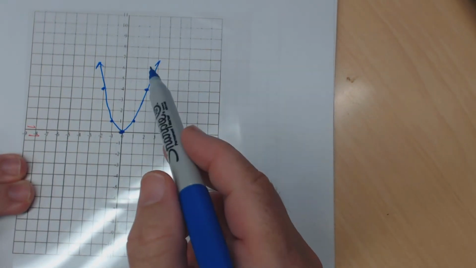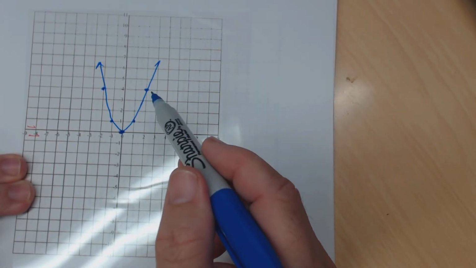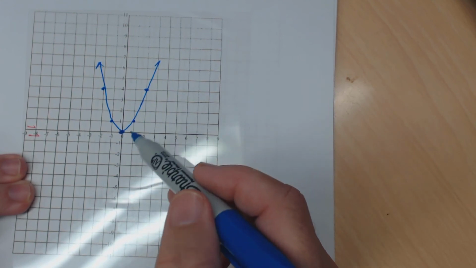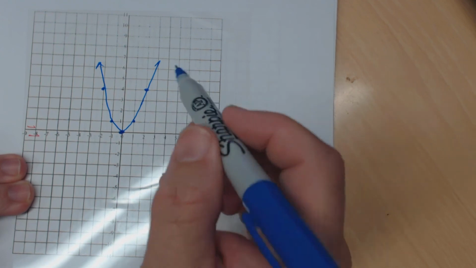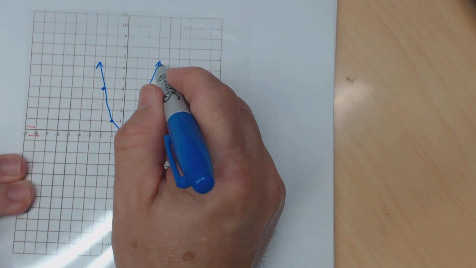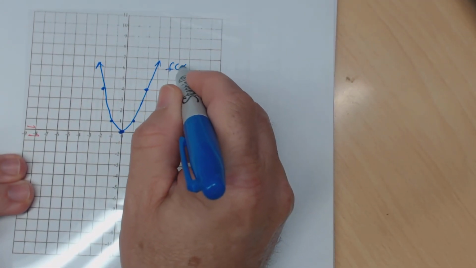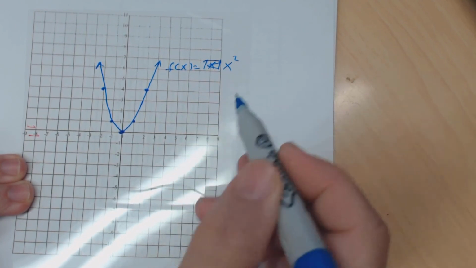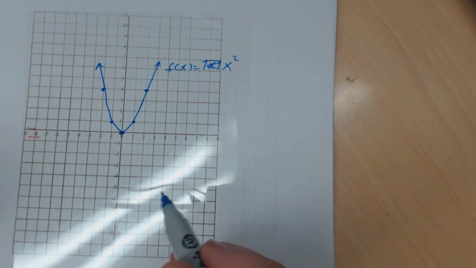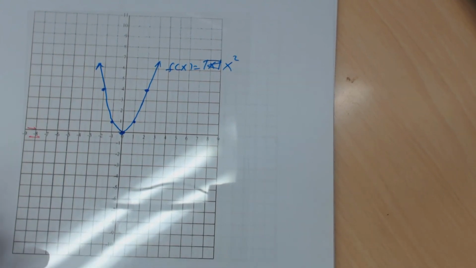Now notice that this parent function has symmetry. It is symmetric about the y-axis, so it is an even function. Okay. All right, so that is f of x equals x squared.